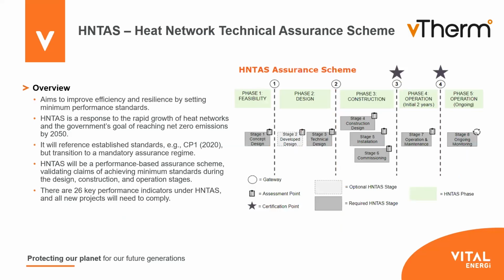And that, as a quick overview, we'll talk about the HENTAS, rapidly growing heat networks, because there are thousands of them. And also one of the main things under HENTAS are the 26 key performance indicators that will be required for new projects to be compliant. And as you can see, there are different phases of the HENTAS assurance scheme.